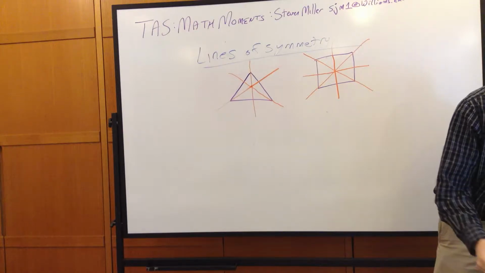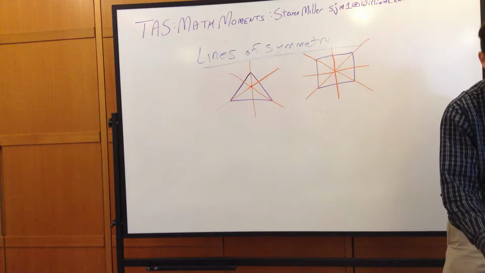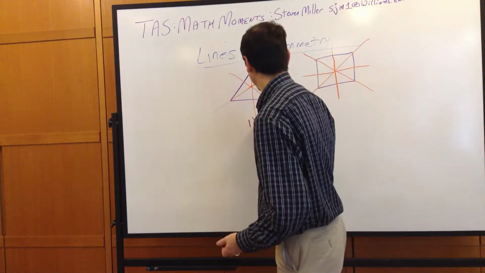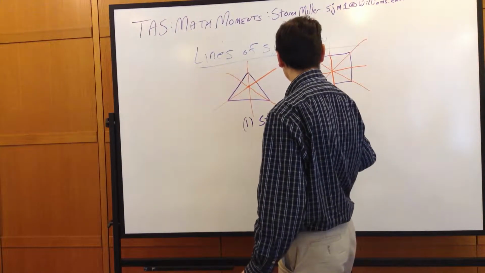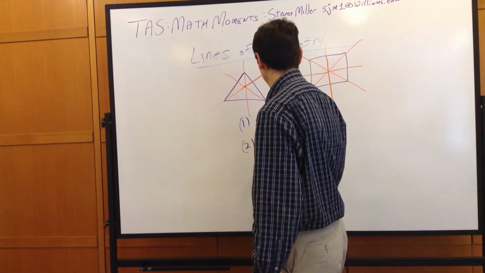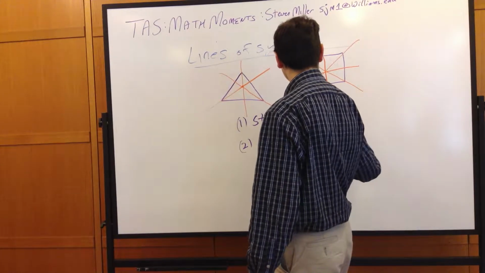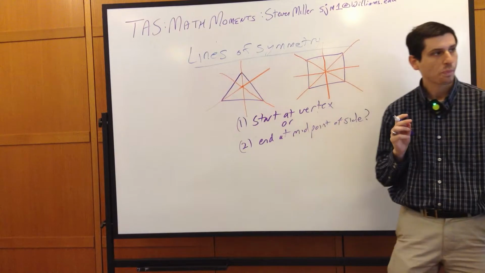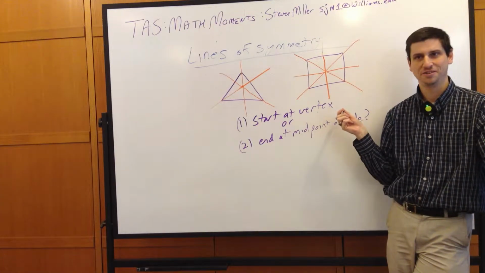One of the similar things, as you're saying, is that maybe you either go from a vertex or go to a midpoint of a side. And so could we isolate that as a theorem? Start at vertex or end at midpoint of side. So can we prove that conjecture?